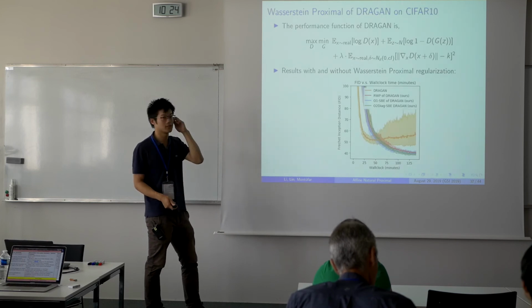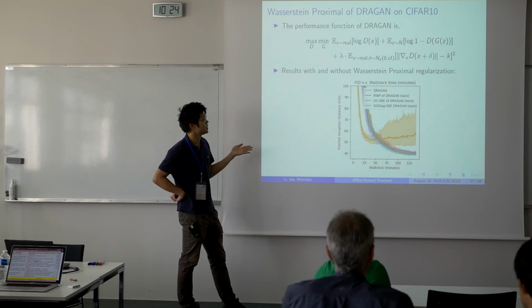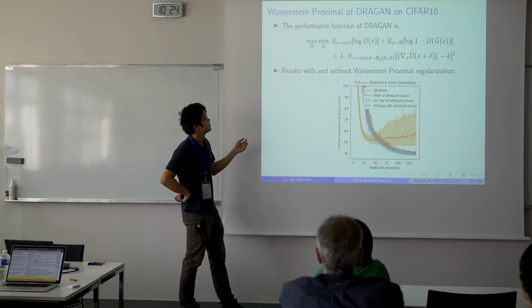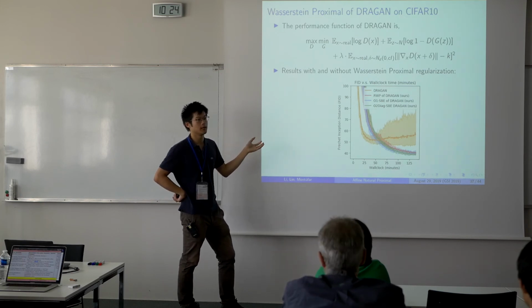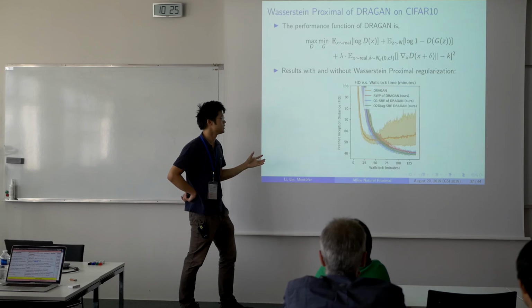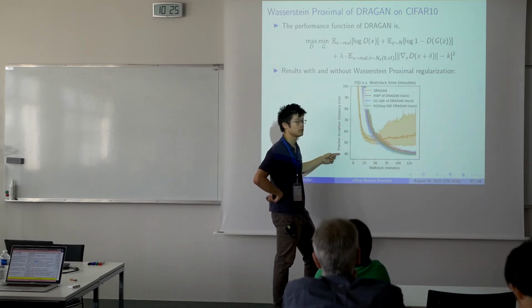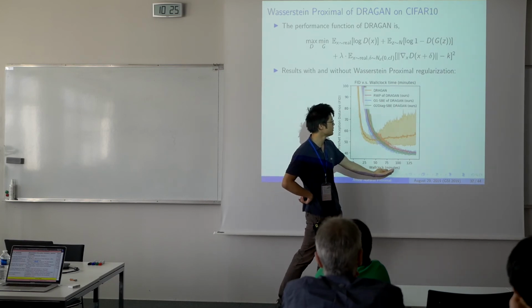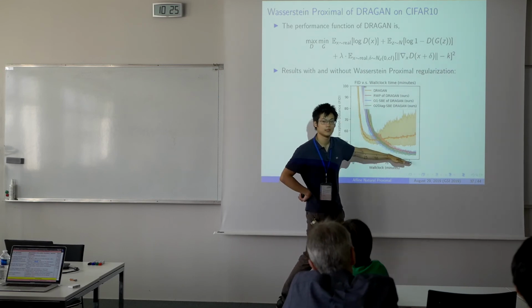Let's go straight to the numerical results because I'm not sure about the time. So, some results with Wasserstein proximal. This was trying to generate samples using examples from an image database called CIFAR10. As you can see, this axis is the quality of your generated samples, the lower the better, and this is the wall clock time. So when you use our methods, it's much better.